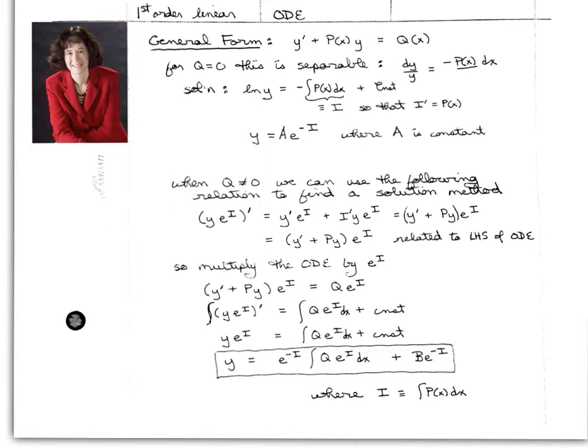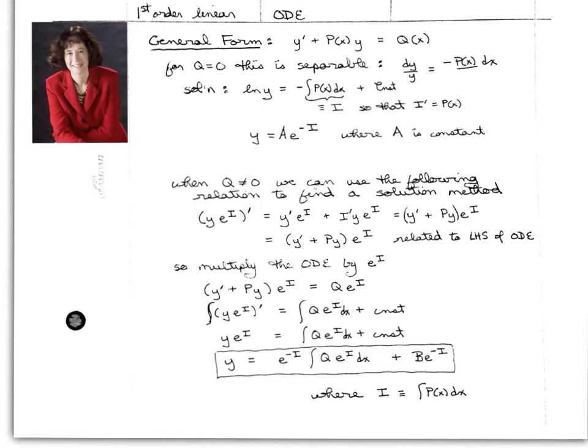Now, if q were equal to 0, the equation would simply be separable, and we could put it into this separated form with the y's and the x's on opposite sides, integrate both sides, and end up with a solution here. y is a times an exponential, and a is, I should say, a constant, and this exponential factor is simply the integral over x of p of x, the coefficient of y in the original differential equation.